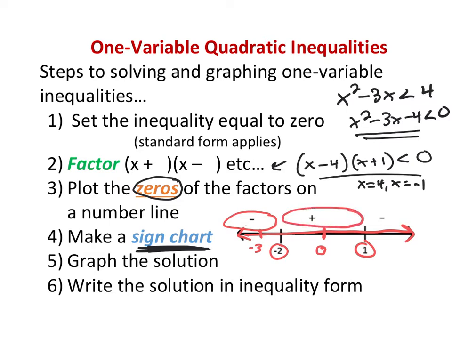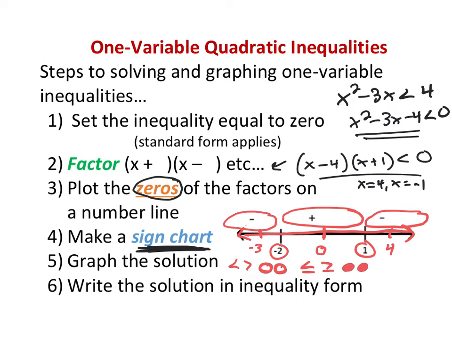And then plug in something bigger than 1 here. So if I plugged in 4, for instance, for whatever quadratic we're looking at, and you get a negative output, that means everywhere past 1 is also going to be negative. Once you make a sign chart off of that number line, we can graph our solution. Remember, if it's strictly less than or greater than, we use open circles on that number line. If it's equal to, that's when we use closed circles.